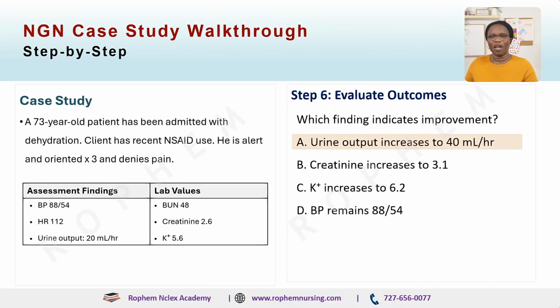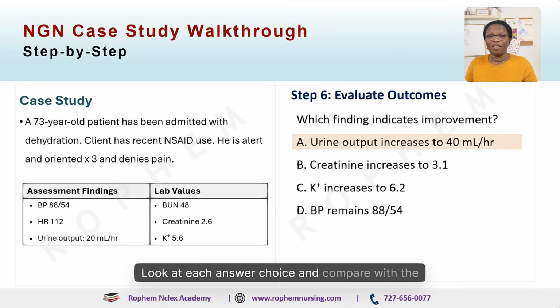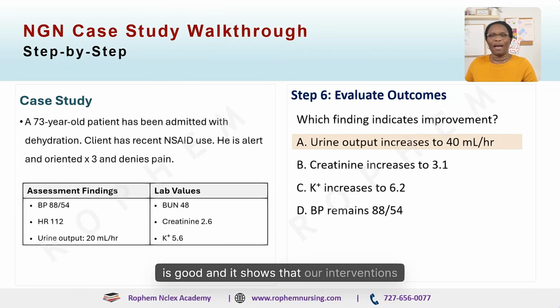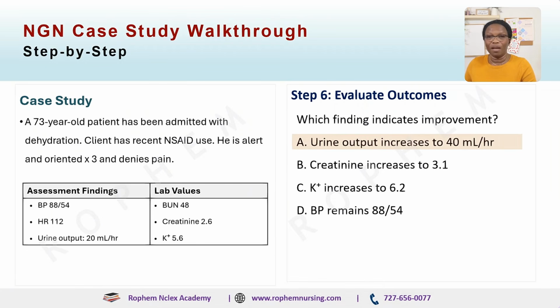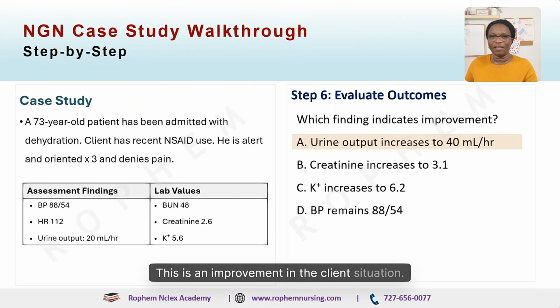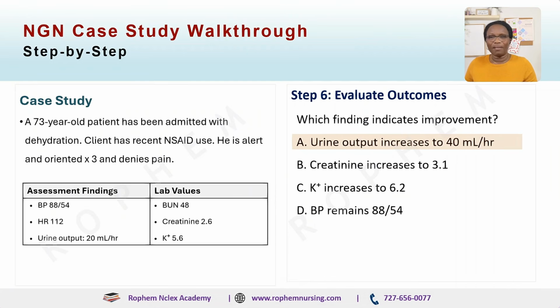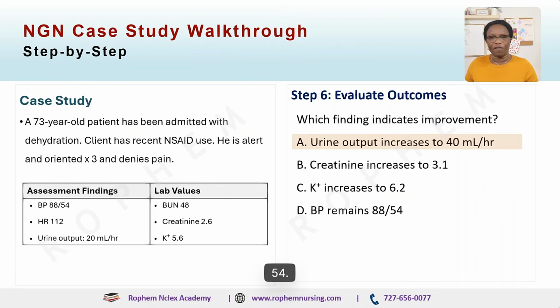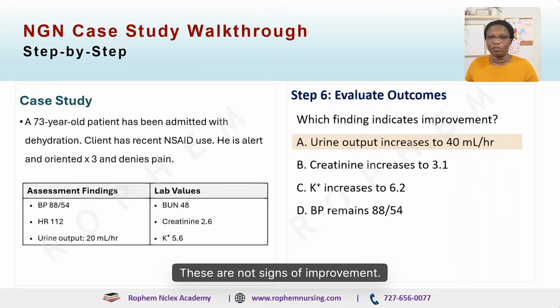Let's break it down. Look at each answer choice and compare with the client's baseline numbers. Increased urine output from 20 milliliters per hour to 40 milliliters per hour is good, and it shows that our interventions worked. This is an improvement in the client's situation. Creatinine increased to 3.1, potassium of 6.2, and blood pressure remaining the same at 88/54. These are not signs of improvement.